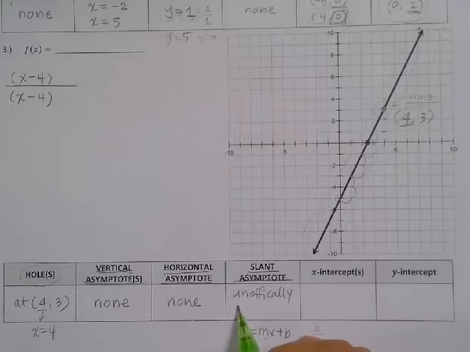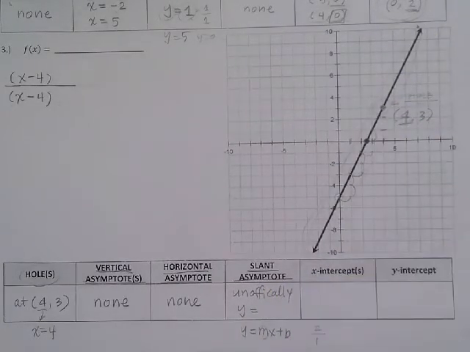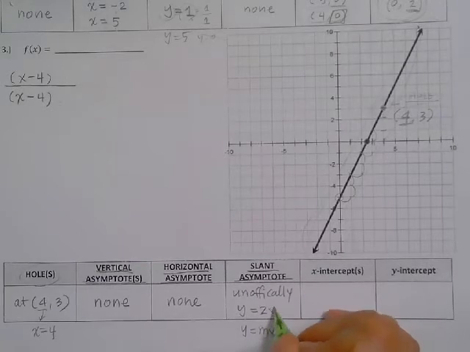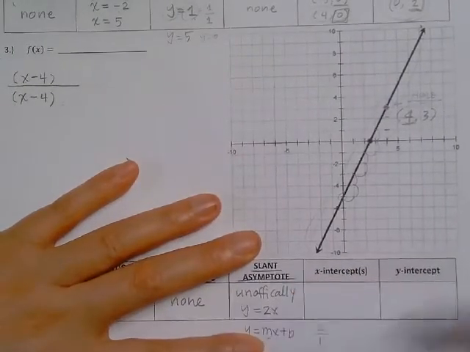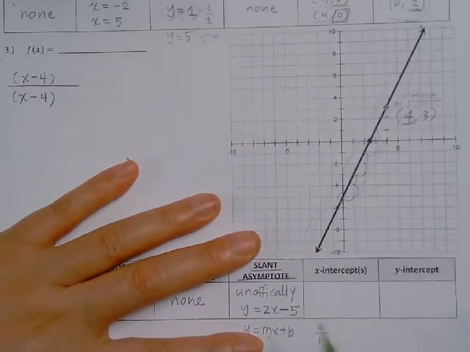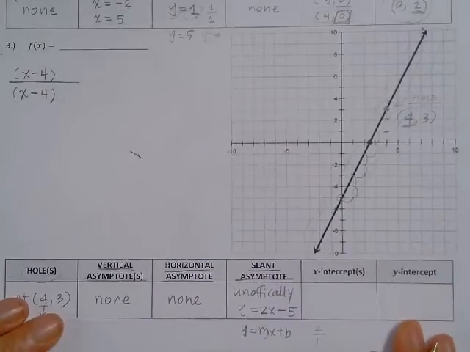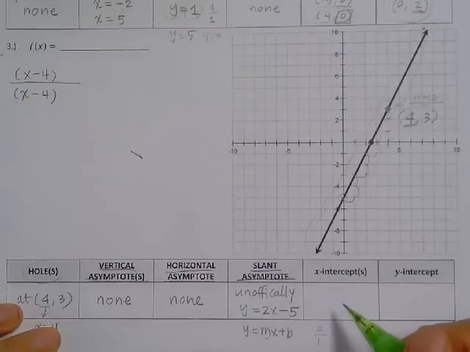So then now I can tell the unofficial slant asymptote is 2x plus, oh, it's not plus because the y-intercept was supposed to be -5. So it's -5 here. Okay, then let's finish filling this table first.